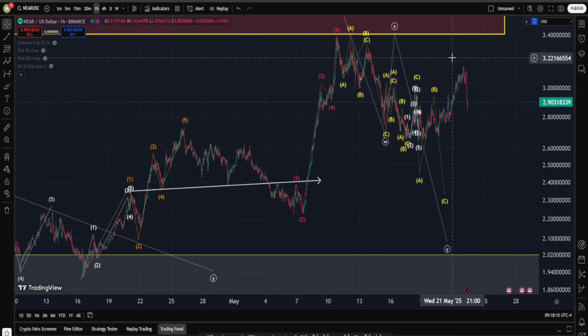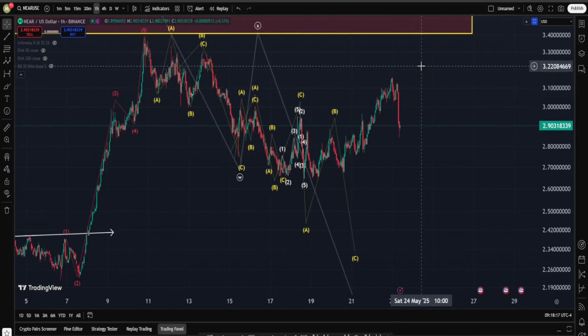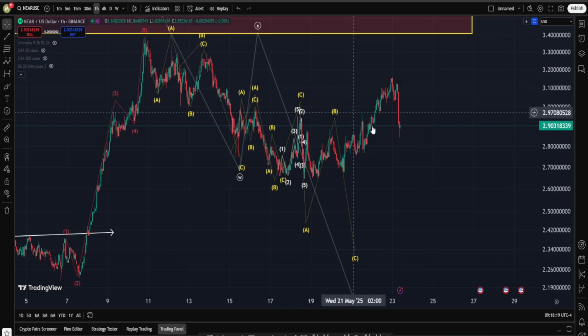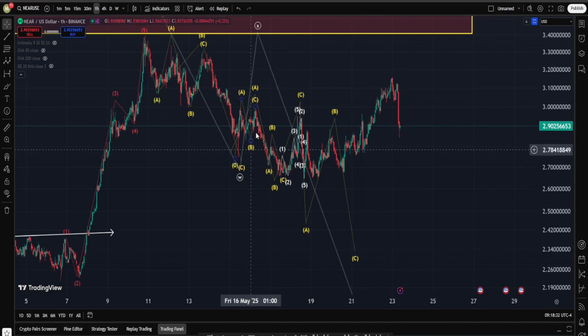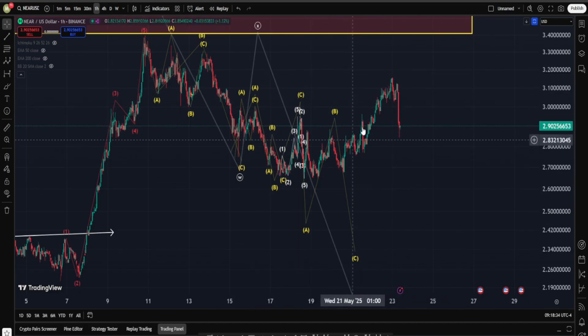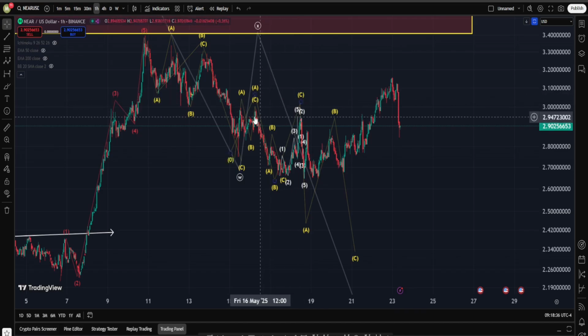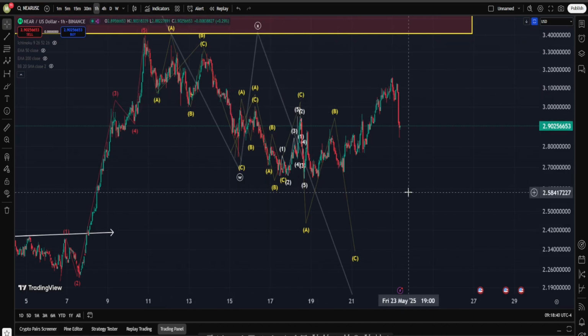Okay, hi everyone, welcome back, and in this update we are going to check out Near Protocol's price chart, and we are right now pretty much where we were 2 days ago. However, now we do have more information about what is happening in this area, and I do not believe that we are having a WXY in form of a double zigzag anymore.